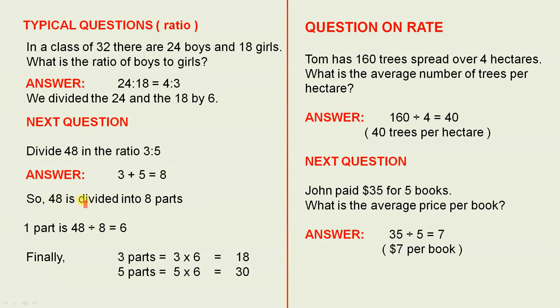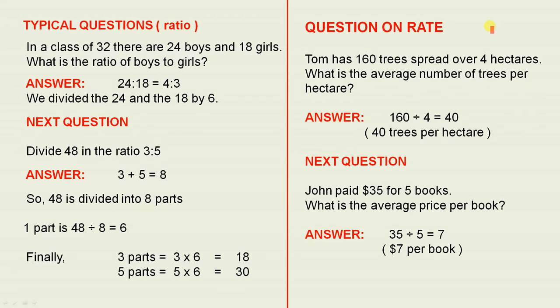So if we take the 48 and we know that it's divided into 8 parts, 1 part is 48 divided by 8. If the 8 parts represent 48, then 1 part is 48 divided by 8, and that equals 6. So 1 part is 6. So the 3 parts must be 3 times 6, and the 5 parts must be 5 times 6. So the answer is 18 and 30. And if you add 18 and 30, you get 48, so we know the answer is correct.